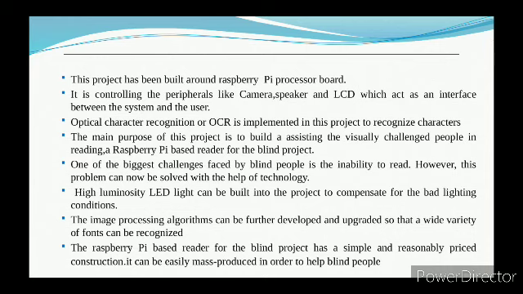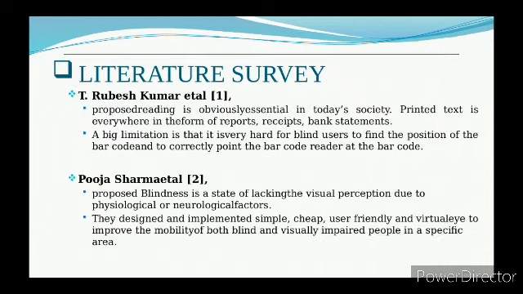Now let's move on to the next topic, that is literature survey. T. Rubesh Kumar proposed that reading is obviously essential in today's society. Printed text is everywhere in the form of reports, receipts, and bank statements. A big limitation is that it is very hard for blind users to find the position of the barcode and to correctly point the barcode reader at the barcode. Authors proposed a camera based assistive text reading framework to help blind persons read text labels and product packaging from handheld objects in their daily lives.